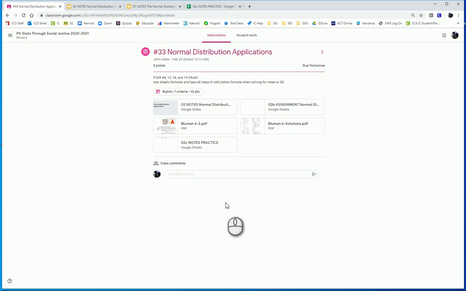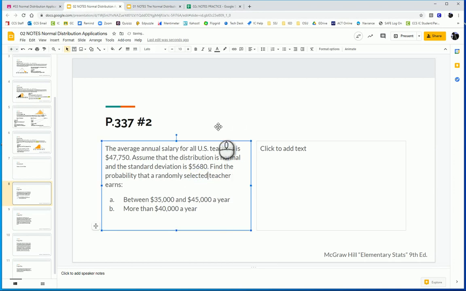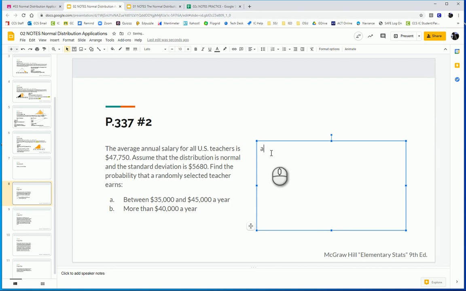So we are going to look at normal distribution applications. Our first example says the average annual salary for all U.S. teachers is $47,750. Assume that the distribution is normal and the standard deviation is 5,680. Find the probability, that's the key word, that a randomly selected teacher earns between 35,000 and 45,000 a year. So let's look at A.